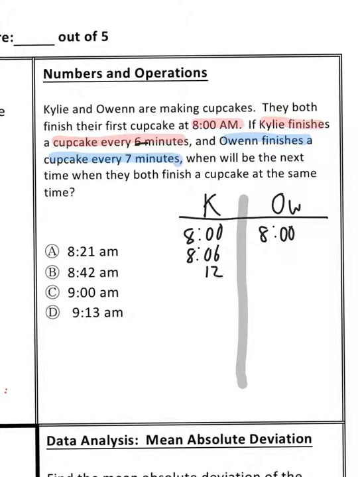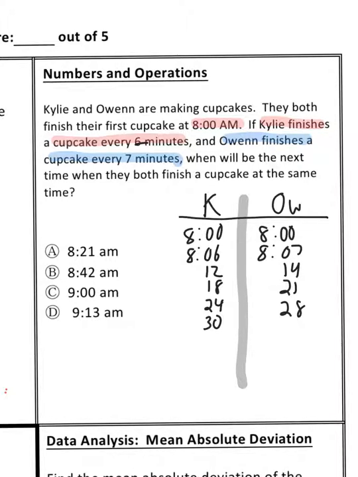8:06, 8:12, 8:18, 8:24, 8:30. So I just counted up. I added 6 minutes each time. Owen is going to finish every 7 minutes. So I have 8:07, 8:14, 8:21, 8:28. Now, as I'm doing that, I'm looking to see if there are any matches, and there aren't so far. So I'm going to continue until I find a match.